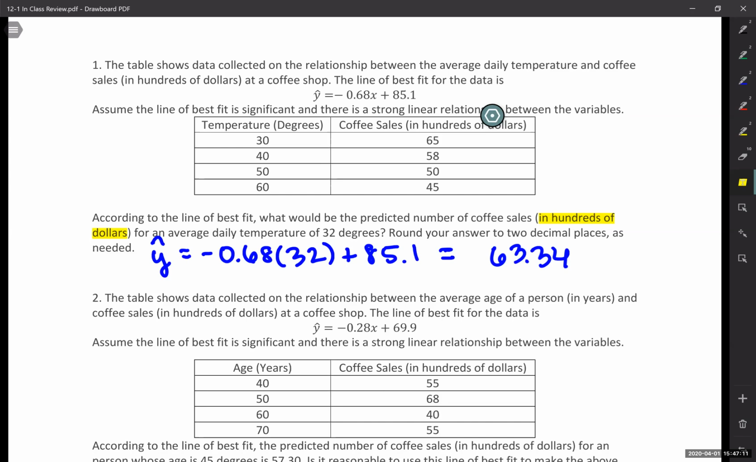Now it says, what would the predicted number of coffee sales in hundreds of dollars be? So I don't need to convert this into hundreds. This table is in hundreds of dollars. They ask for the answer to be in hundreds of dollars. I look at the table, I see a 65, a 58, a 50, and so forth. And so this number here fits right in to this table. So we don't need to add the hundreds of dollars because it asks for the answer to be written that way.